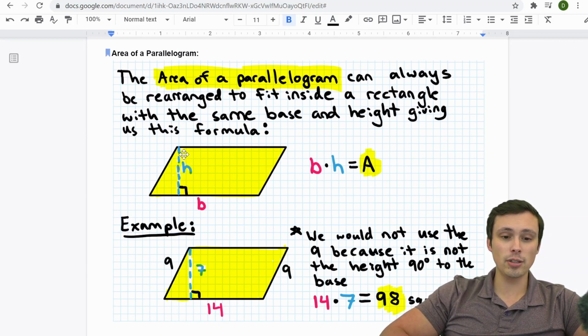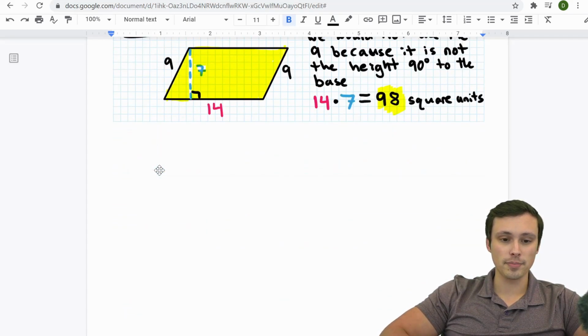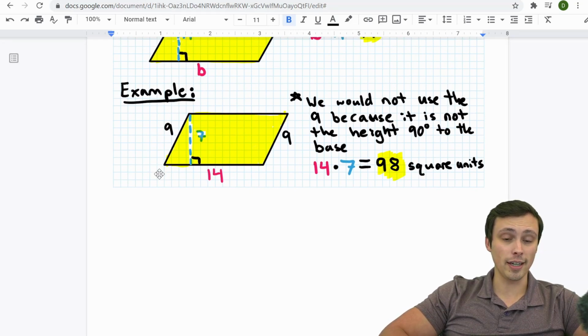All right, we also have parallelograms, 4-sided shapes with opposite sides being parallel to each other. In this one, you could always chop off the corner and slide it over to make a rectangle, leaving you with the base times the height being the area. But the height is going to be that distance, the perpendicular distance between the two bases, not the other side length. Here's an example you could pause and look at.